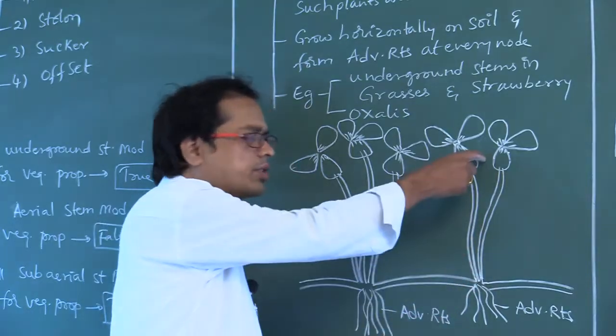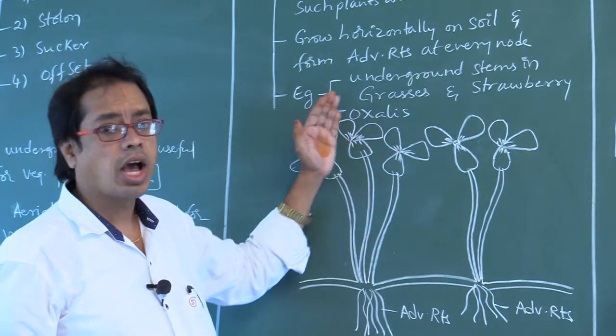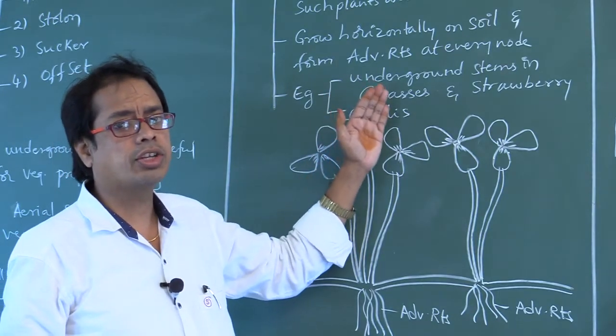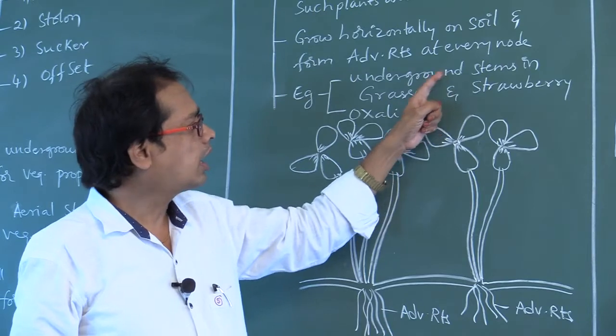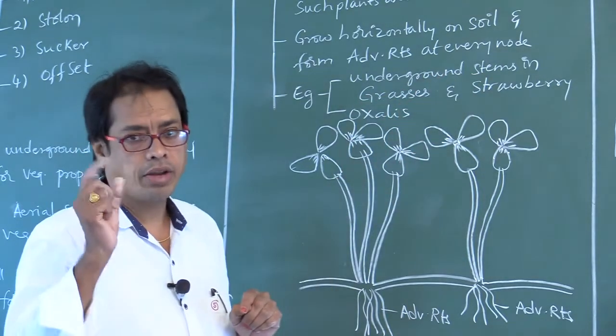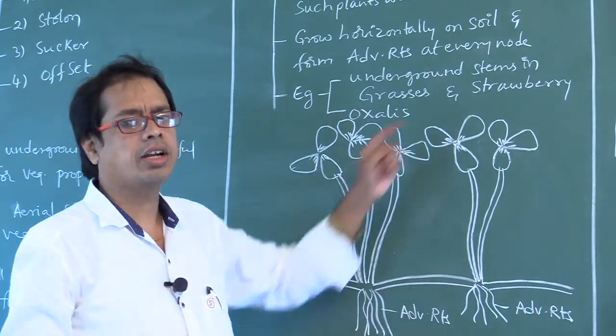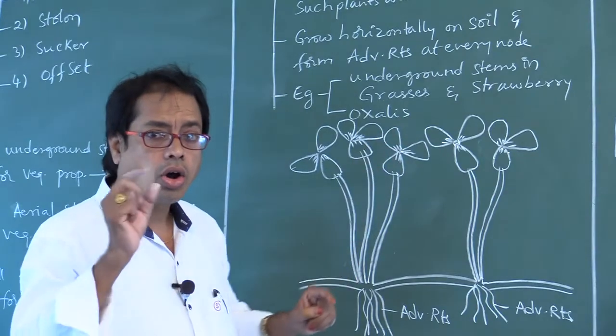So, these are the leaves. What are the examples? Underground stems in some grasses, and strawberry. Very, very important: grasses and strawberry, and also oxalis.